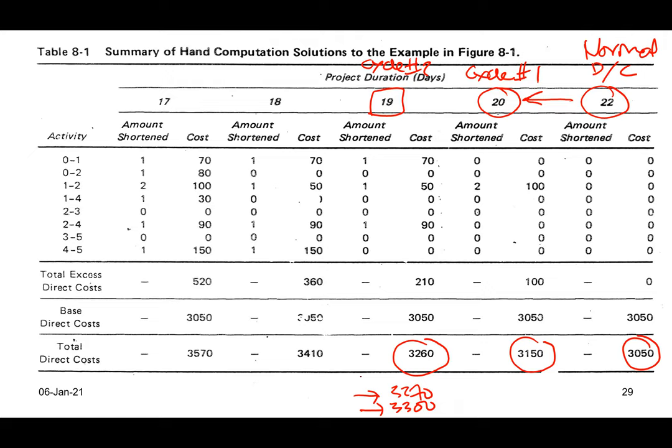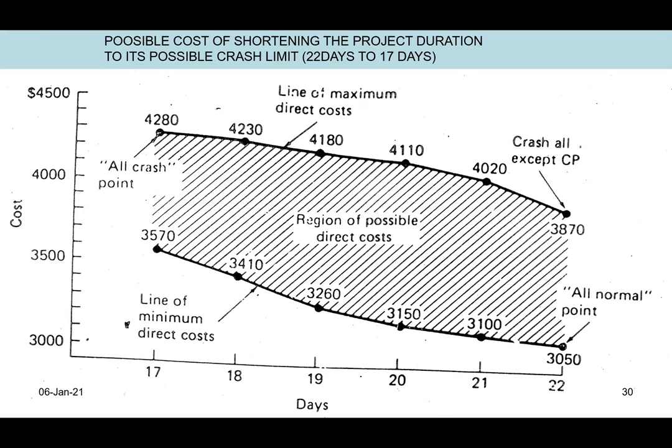Now we go into this figure. Okay, this figure, if you can understand by looking at this, I'm not sure whether you can understand. Let me explain. Normal duration is 22 days and normal cost is 3050. We already established that.